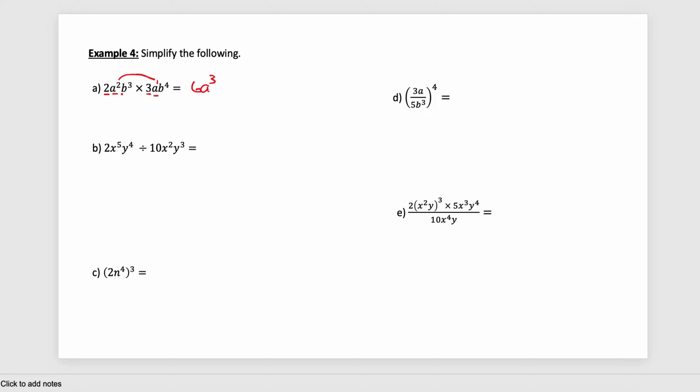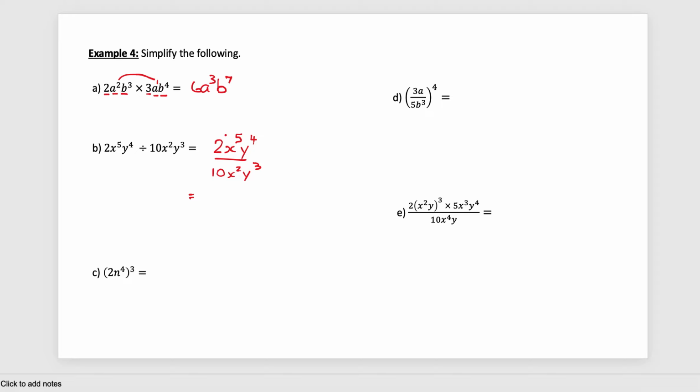And then here we've got b to the power of 3 times b to the power of 4, and that gives us b to the power of 3 plus 4, 7. And that is ready. Part B, we've got division. I would suggest that with division, you write them as a fraction. So we've got 2x to the power of 5, y to the power of 4, over 10, x to the power of 2, y to the power of 3.